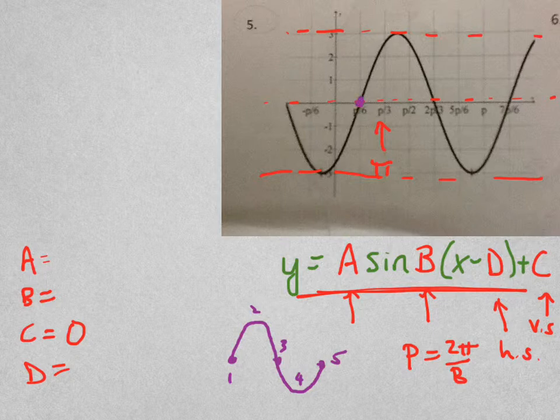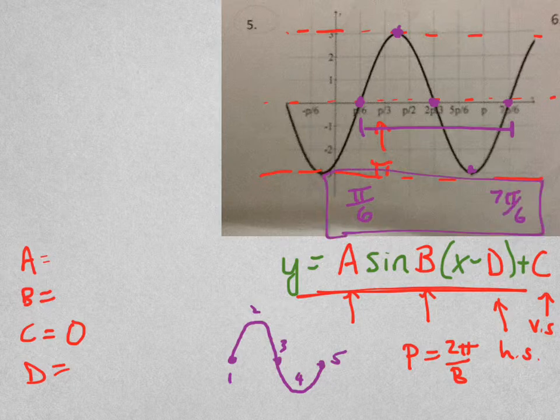There's the 1st, there's the 3rd, there's the 5th, the 2nd is up here, the 4th is down there. So that means that one full period, right here, starts at pi over 6, and this is, what, 7 pi over 6, I think? 7 pi over 6. So what's one full period? Subtract these, and you get pi. So 1 period equals pi, but remember, that's not B.